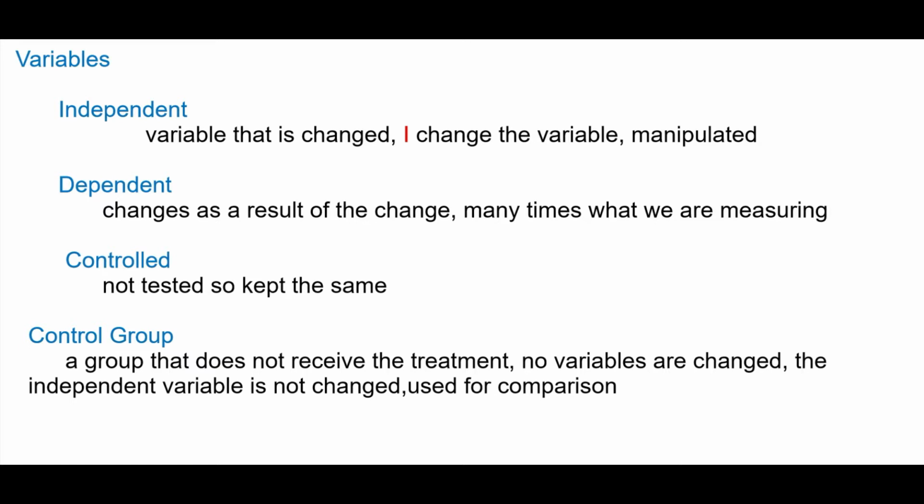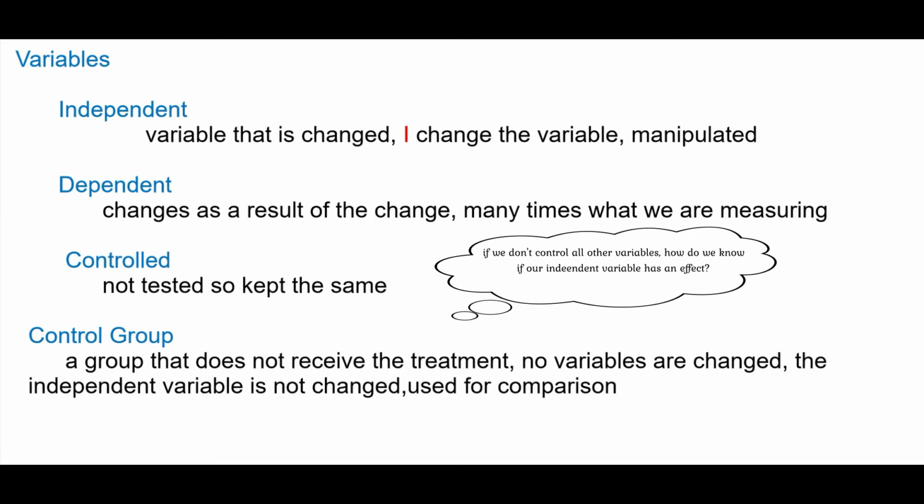When you're setting up an experiment, you have variables. We have the independent variable, and that's the variable that we change. I remember it as I, independent, change the variable. Sometimes we say it is what's manipulated. The dependent variable is going to change as a result. Lots of times it's what we're measuring in the experiment. We also have controlled variables that are not tested, so those are kept the same.